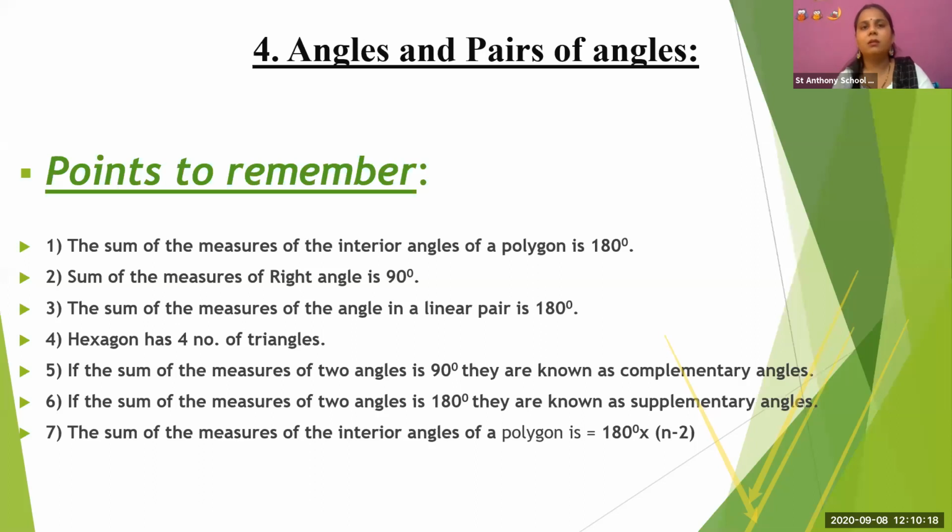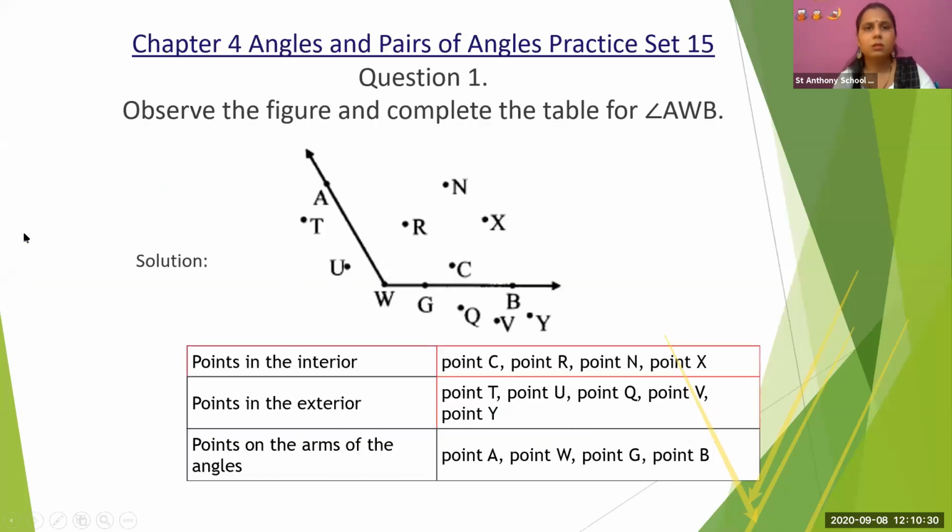Yesterday we have seen chapter number 4, angles and pairs of angles. In that chapter, we have seen practice set 14 as well as practice set 15. In this case, we have seen points in the interior of the angle, points in the exterior of the angle, and points on the arms of an angle.